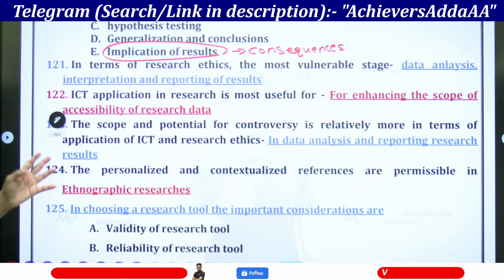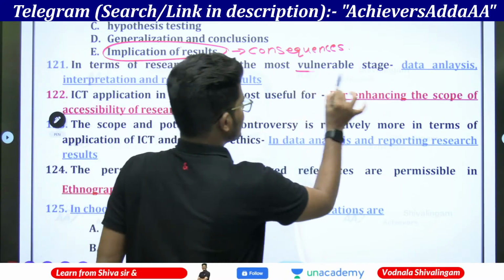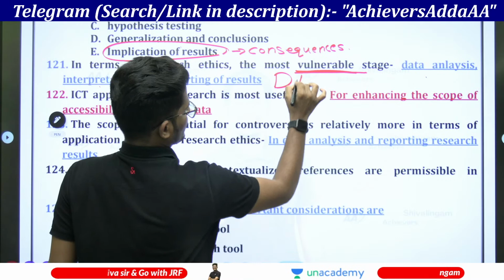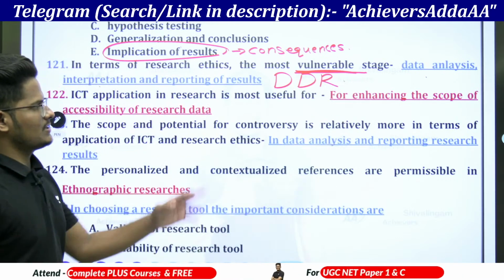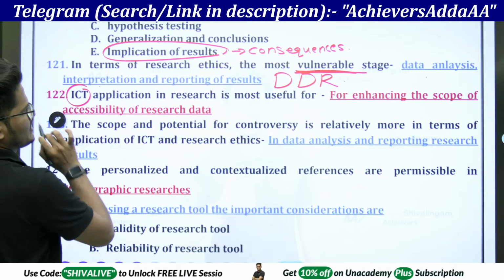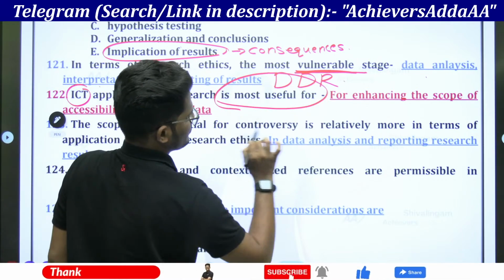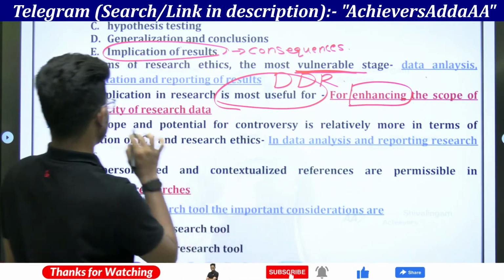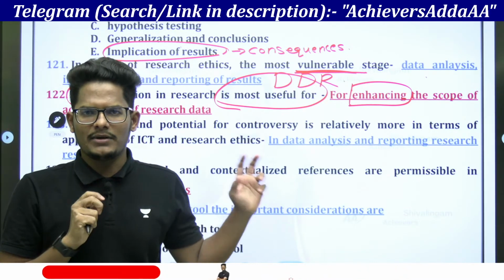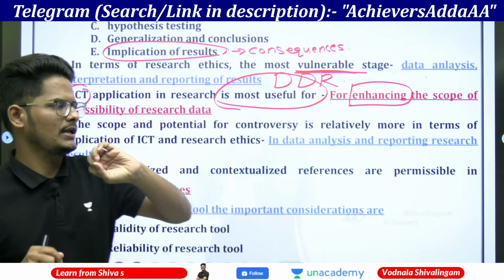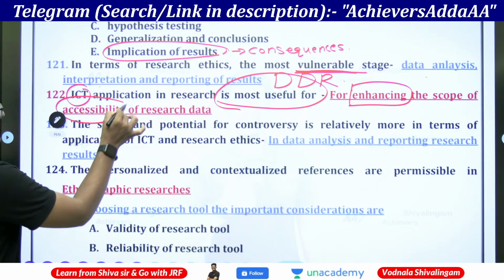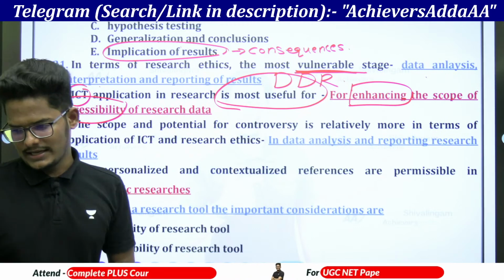Consequence of the results. In terms of research ethics, the most vulnerable stage is data analysis, data interpretation and reporting, DDR: data collection, analysis, reporting. And here ICT, information and communication technology application in research, is most useful for enhancing the scope of accessibility. Accessibility means when you type anything in Google, you will get many sources. It could be Shodh Ganga, Shodh Gangotri, many authentic sources you will get. So by using ICT, you can get access to various research data which has already happened.